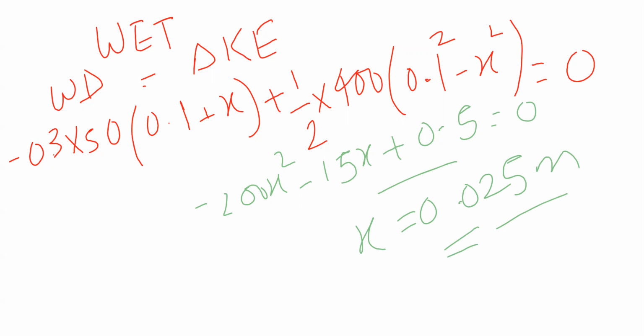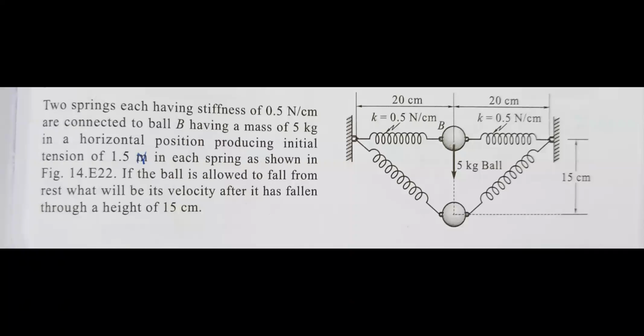Now let's see the next numerical. I think this question is again a very simple question. In this question, you can see that we have a two spring system. This is the first spring and this is the other spring, and both of these springs are holding a mass of 5 kg. It is given that the springs have a stiffness of 0.5 Newton per centimeter, and they lie in a horizontal plane, but in the initial state they have an initial tension of 1.5 Newton.